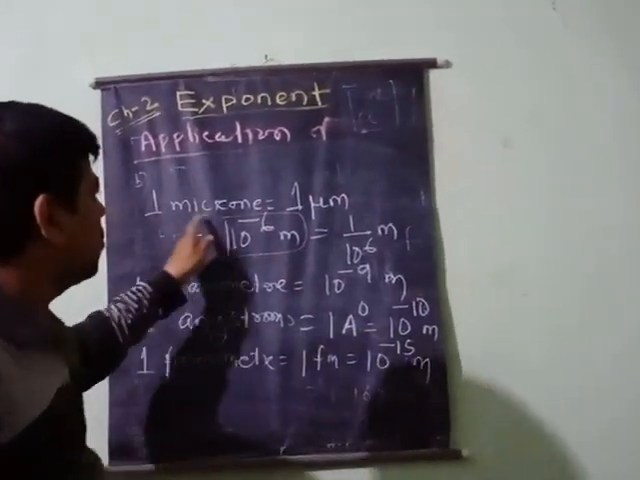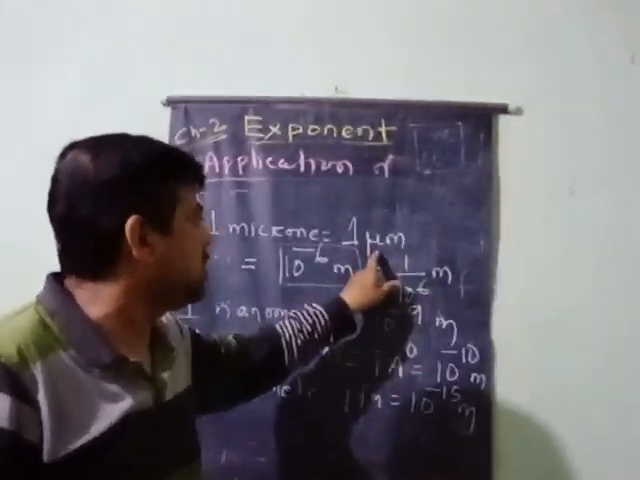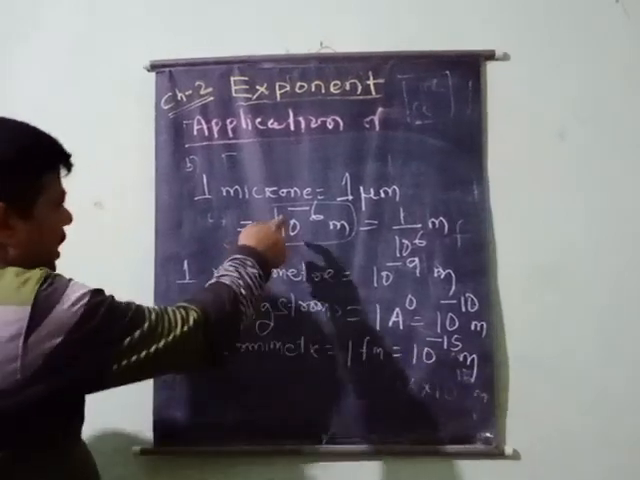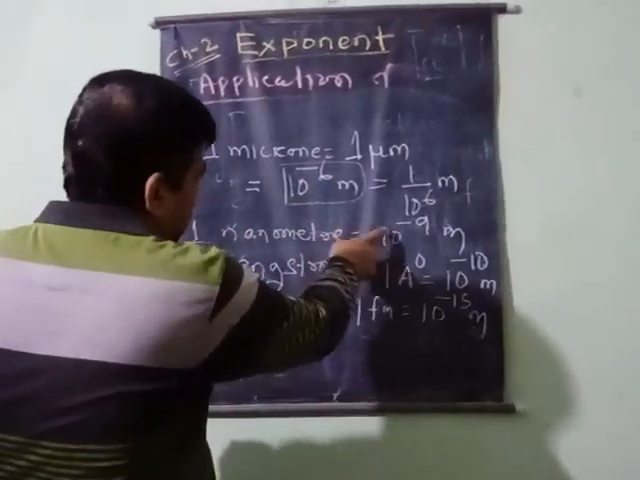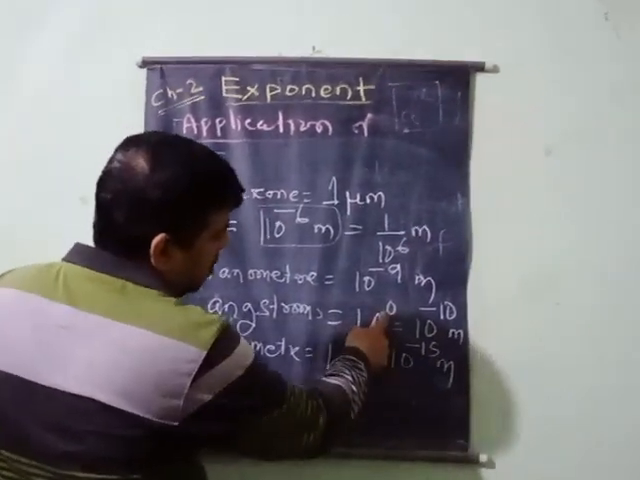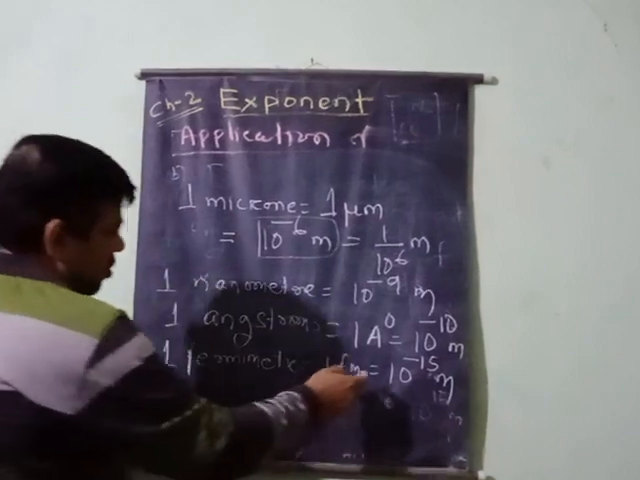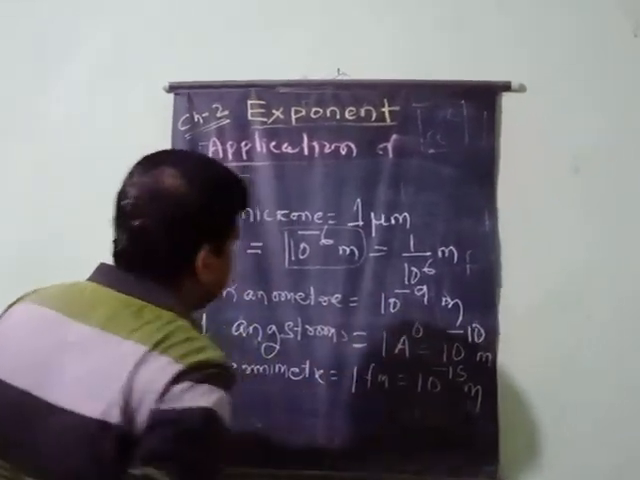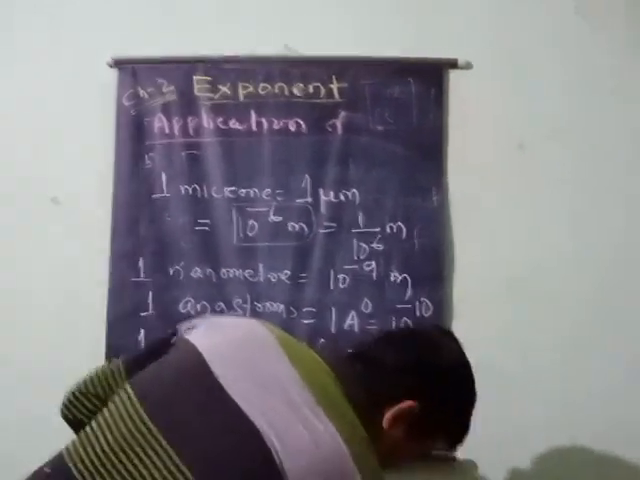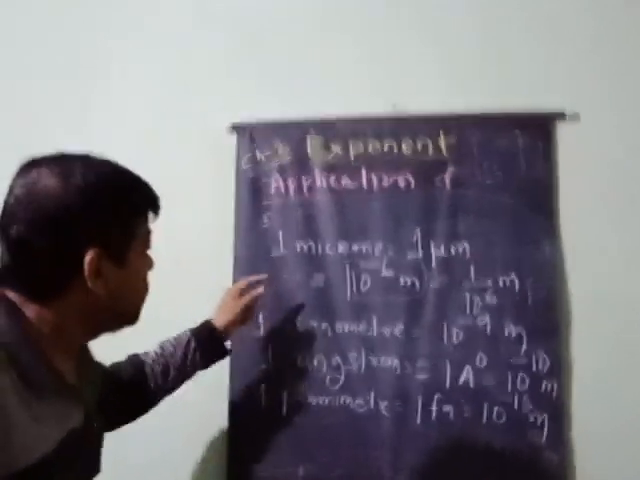Okay, so 1 micron is equal to 1 micrometer, you can also say 1 mu m, the symbol stands for mu m, is 10 to the power minus 6 meter. This is the negative exponent. 1 nanometer is equal to 10 to the power minus 9 meter. 1 angstrom, capital A with a circle, is equal to 10 to the power minus 10 meter. You see, so small a distance. 1 fermimeter, 1 FM, is equal to 10 to the power minus 15 meter. So these are the applications of the exponent.